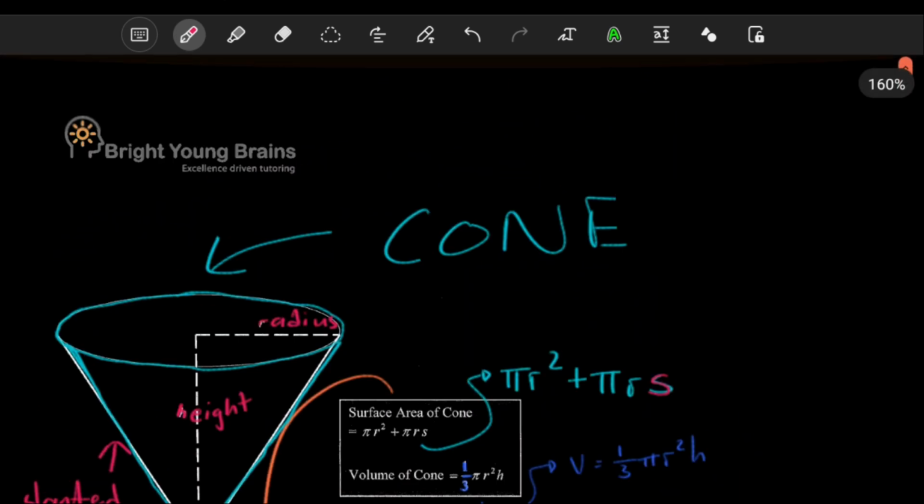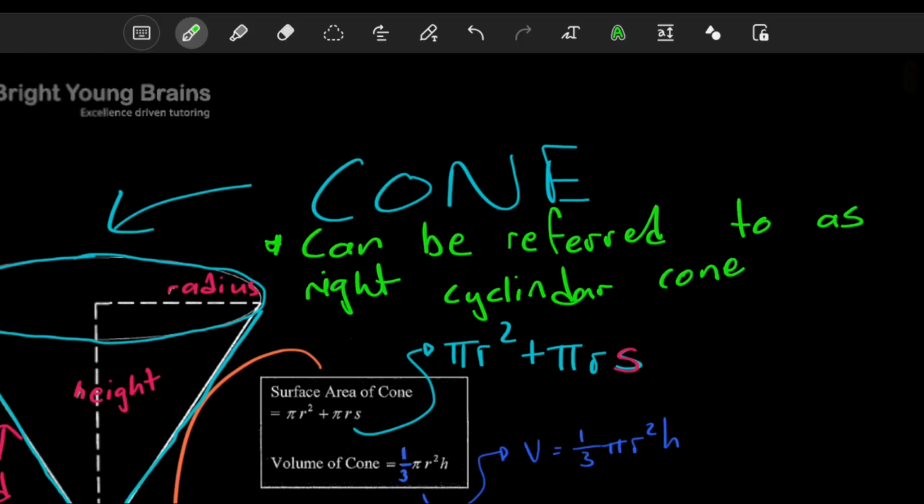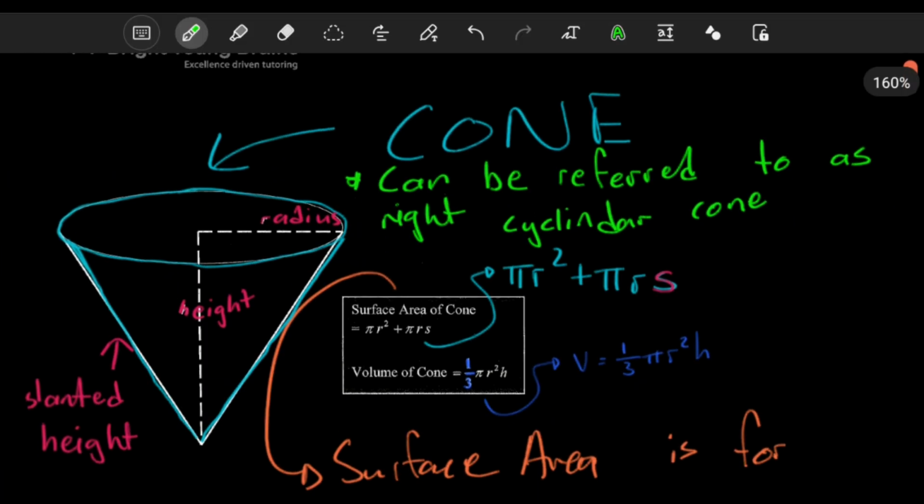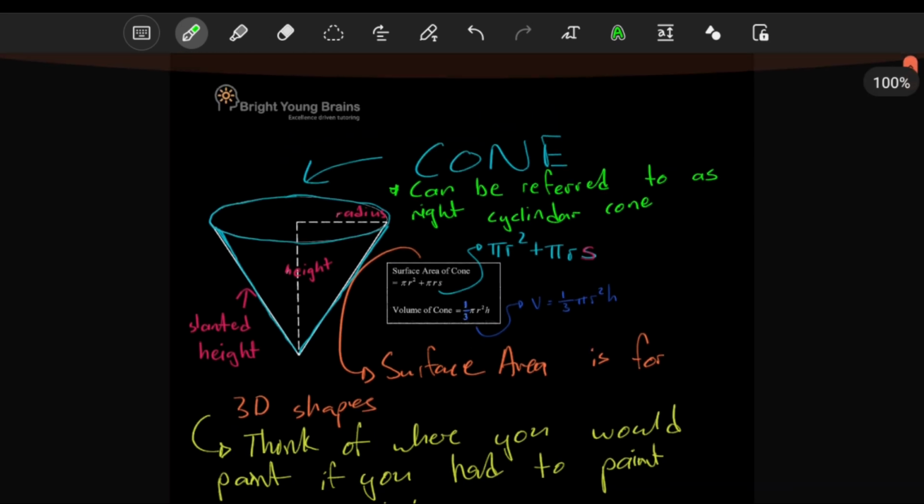Here they can refer to this as a cone, or they can also refer to this as a right cylinder cone. That's what you want to keep in mind over there. So let's move on to the other shapes.